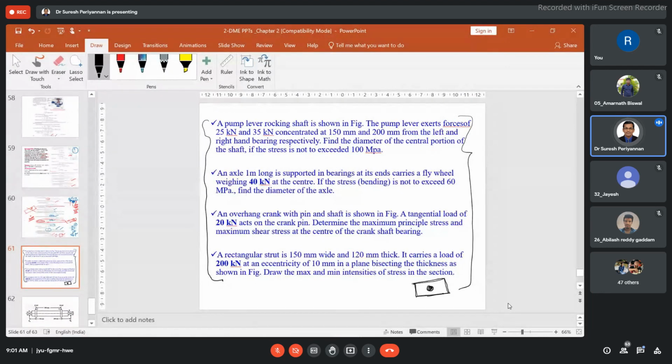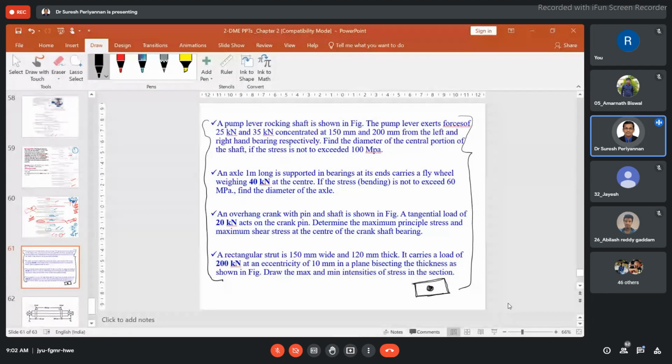And simply supported beam problem is missing. The simply supported beam concept problem is missing. And one more thing, the tangential load acting on the crankshaft, determining the maximum principal stress, and based on that, how to define the dimensions of the crankshaft, that problem is also missing. Simply supported beam concept problems and offset load problems are missing.